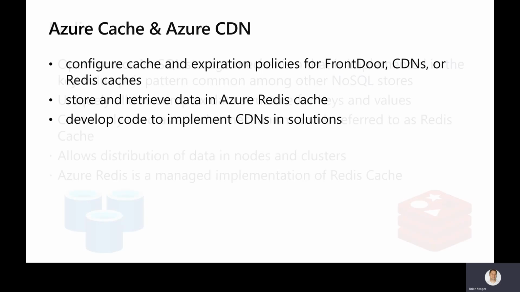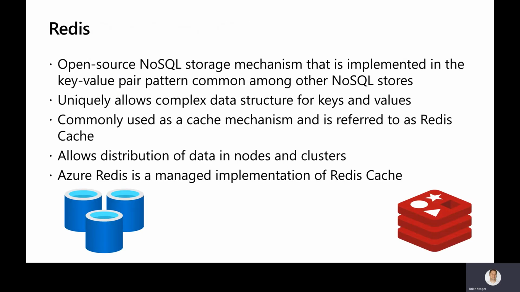So starting out, we're going to look at Redis. Redis is an open source NoSQL storage mechanism. It's implemented in that key value pattern. It's typically used as a cache to improve performance and scalability in systems that rely heavily on back-end data stores. Performance is improved by temporarily copying frequently accessed data to fast storage located close to the application.